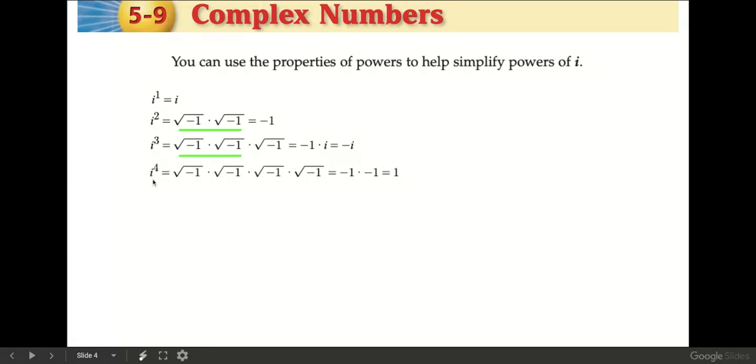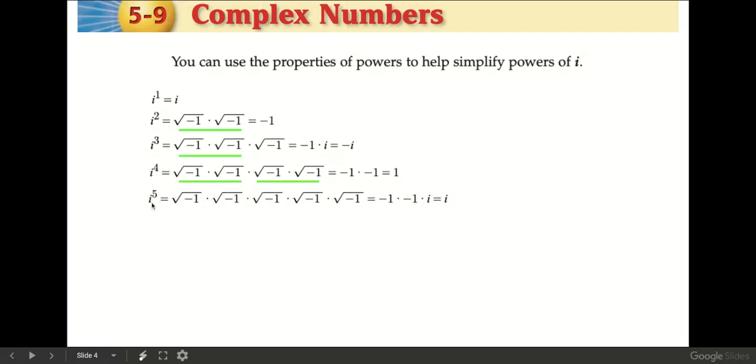If I do i to the fourth, that's going to be the square root of negative 1 times the square root of negative 1 times the square root of negative 1 times the square root of negative 1. So if I were to simplify this, I know that the square root of negative 1 times the square root of negative 1 is negative 1. And the square root of negative 1 times the square root of negative 1 is also negative 1, right? So whenever I see a pair of radical negative 1s being multiplied together, I know that's just going to give me negative 1. And so since I have two pairs there, I have a pair of negative 1s multiplied together. Negative 1 times negative 1 is positive 1.